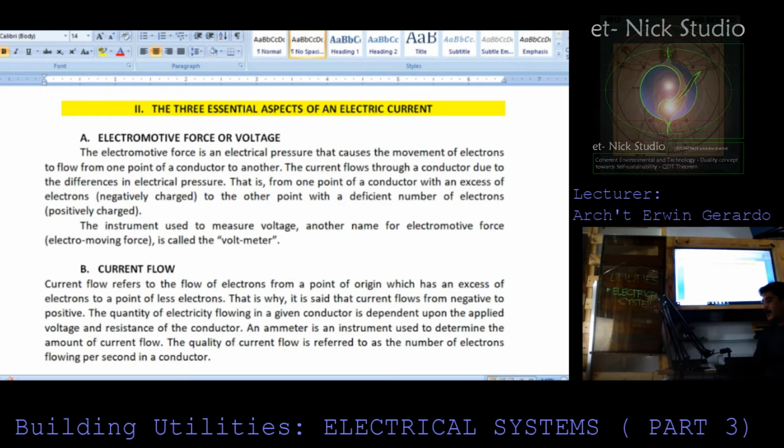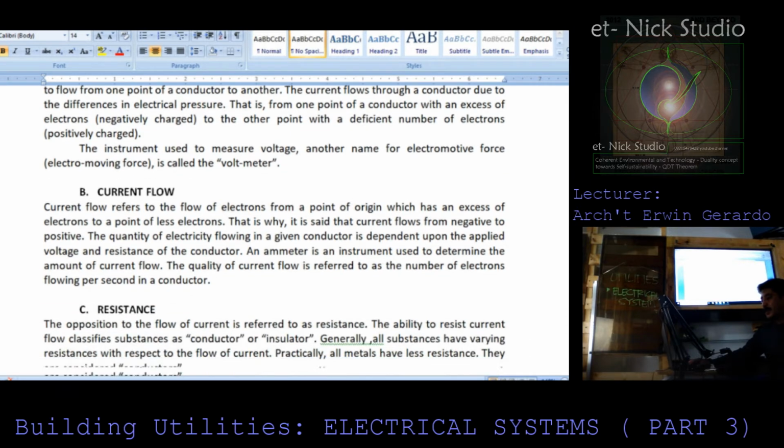The current flows through a conductor due to the difference in electrical pressure, that is, from one point of a conductor with an excess of electrons, which is negatively charged, to the other point with a deficient number of electrons, or the positively charged. The instrument used to measure voltage, another name for electromotive force, is called the voltmeter.